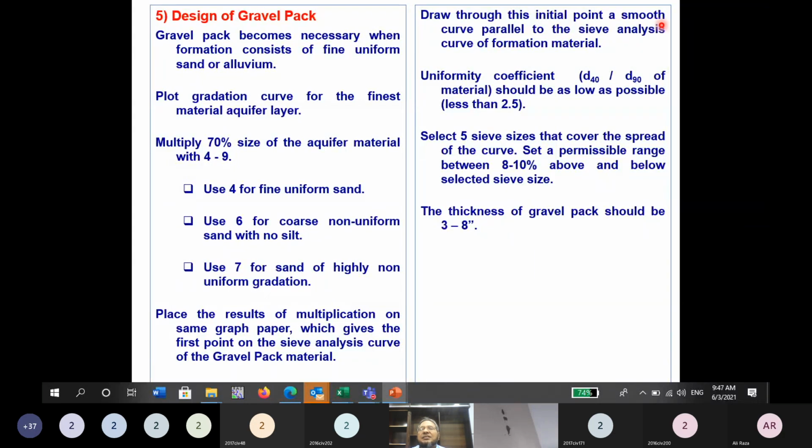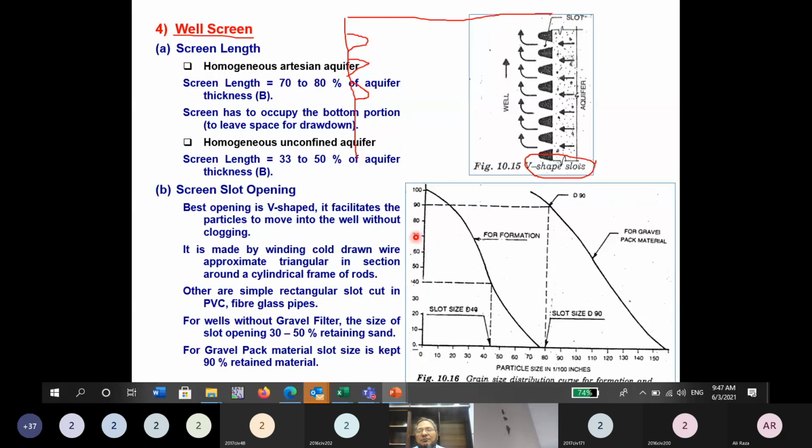Draw through this initial point a smooth curve parallel to the sieve analysis curve for formation material. अब ये 70% पे जो डायमीटर निकला है उसको हम 4 या 6 या 7 से मल्टीप्लाई करेंगे और वी विल गो बैक कि ये 70% पे वो फिर हमें डायमीटर मिल जाएगा. यहाँ पे जो हमें पॉइंट मिलेगा तो वी विल प्लॉट दिस कर्व पैरेलल टू द फॉर्मेशन मटेरियल कर्व. ये हमारा ग्रेडेशन कर्व आ जाएगा.